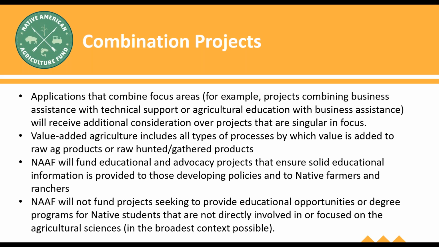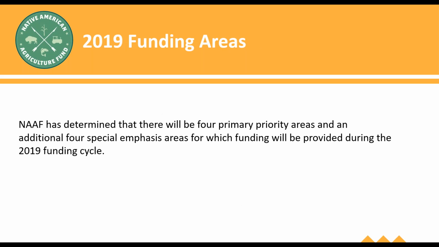And we really also are very focused on seeking to provide educational opportunities or training programs for Native students that are not directly involved in or focused on the agricultural sciences. We are not going to fund those this go around, because the need for an agricultural bench in Indian country is so profound. So we're not opposed to agriculture, we're not opposed to education. That is not what we're saying. What we're trying to do is drive into the heart of agricultural sciences education and educational opportunities for those Native students, no matter what their age, who are willing and passionate about creating the next bench for Indian country in food and agriculture arenas. So we've determined that there will be 4 primary priority areas and an additional 4 special emphasis areas for which funding will be provided during this 2019 funding cycle.